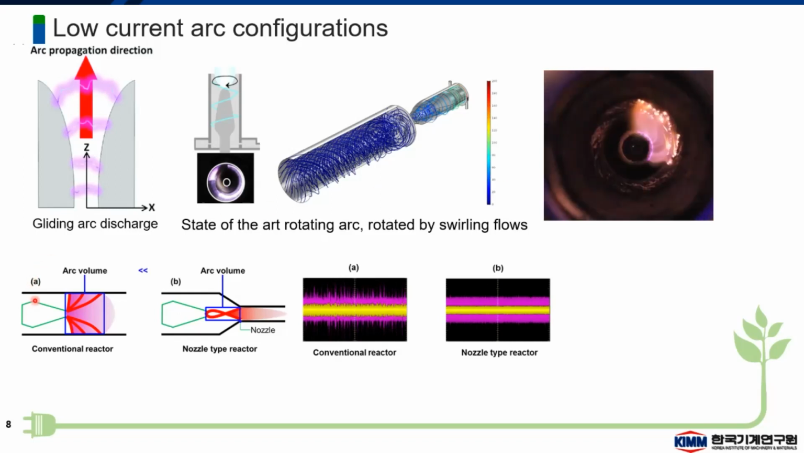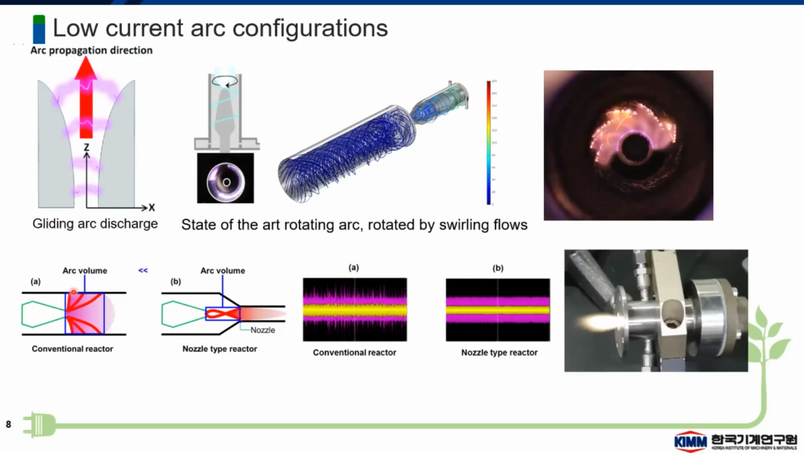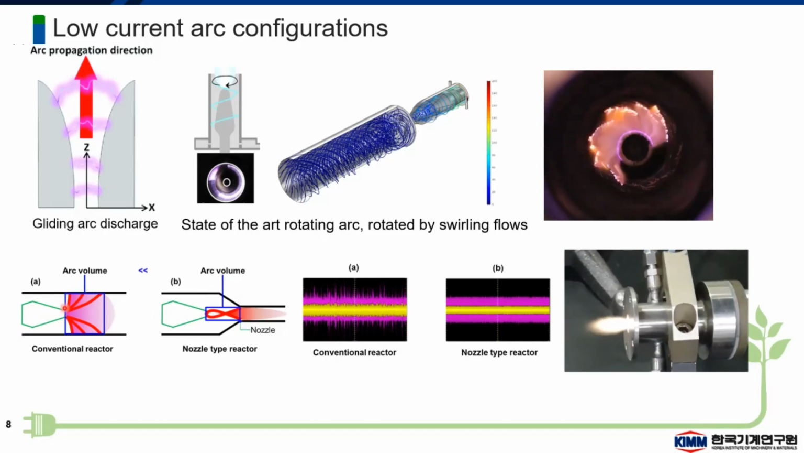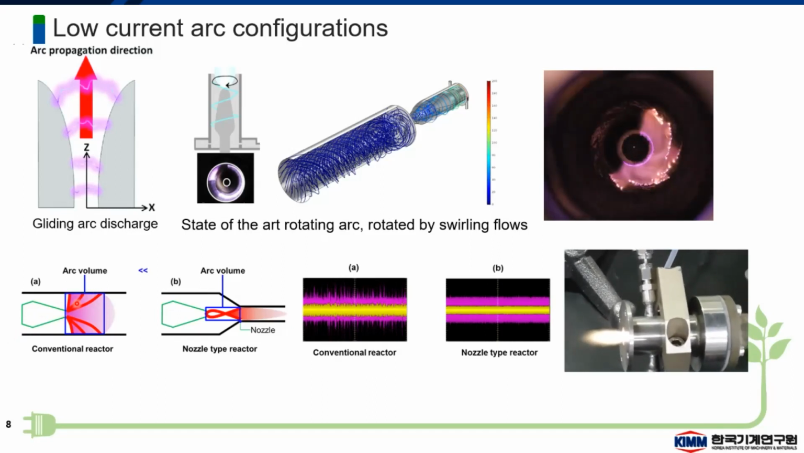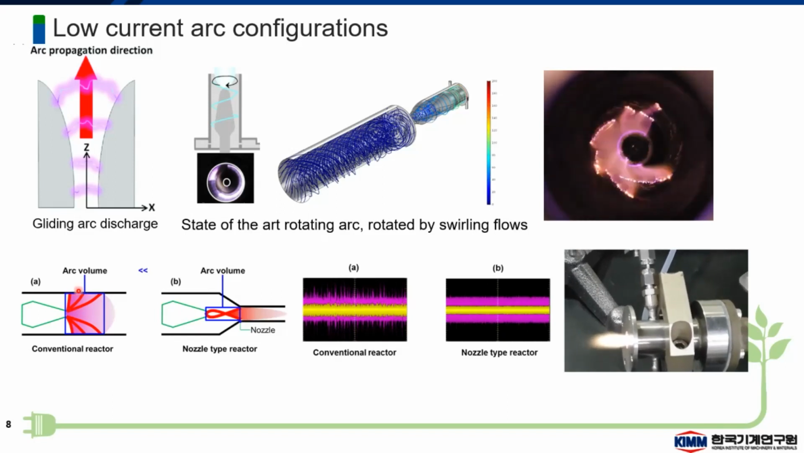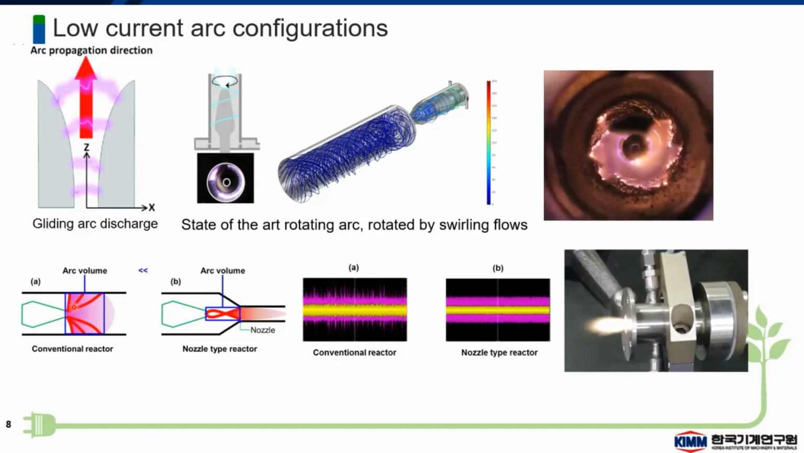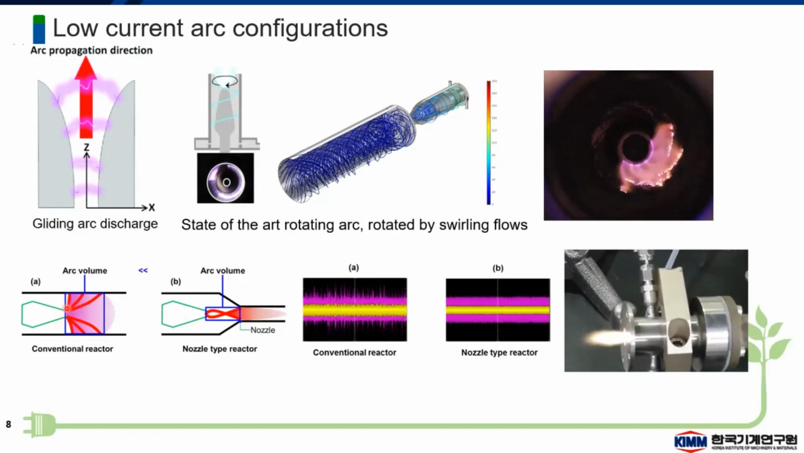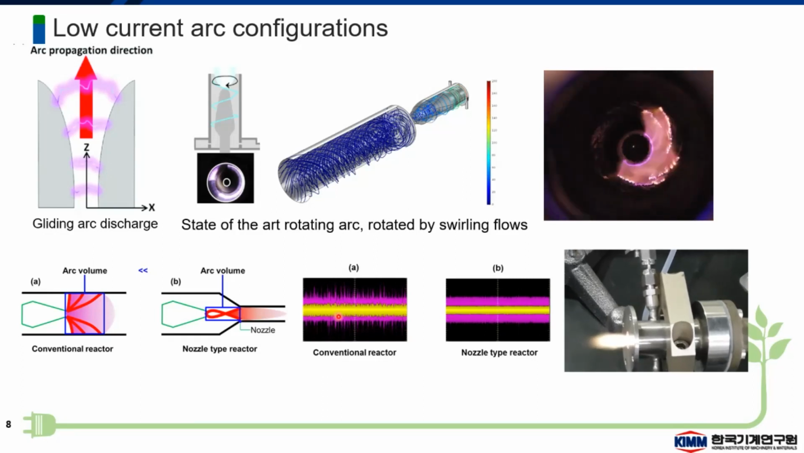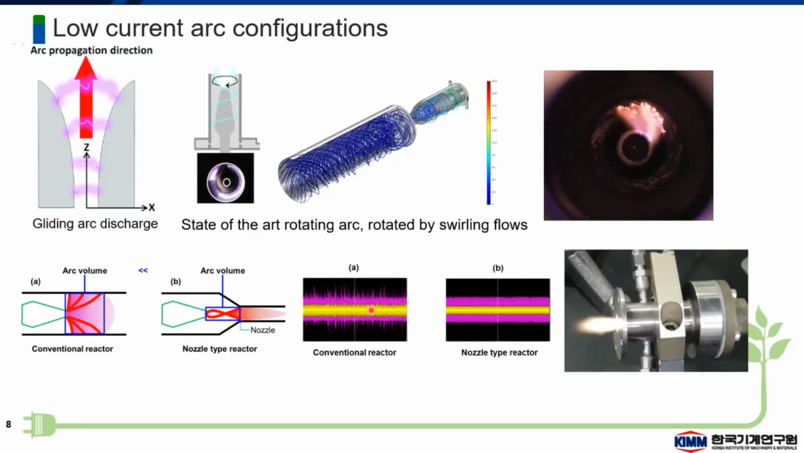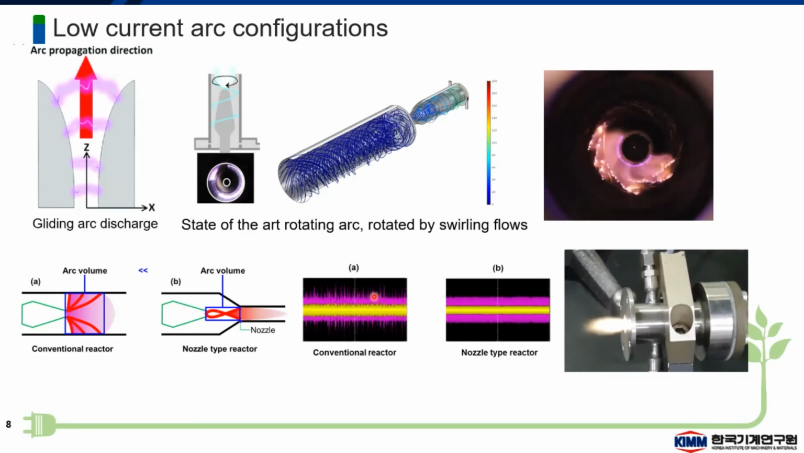There are two types of rotating gliding arc reactor. One is called the conventional reactor. In this, we have a high voltage electrode and a ground electrode. With the high voltage electrode, the arc generates at different points of the ground reactor. So we can see that the plasma arc generates at different points with different arc lengths. That's why, from the IV curve, we can see that different arc lengths are there.